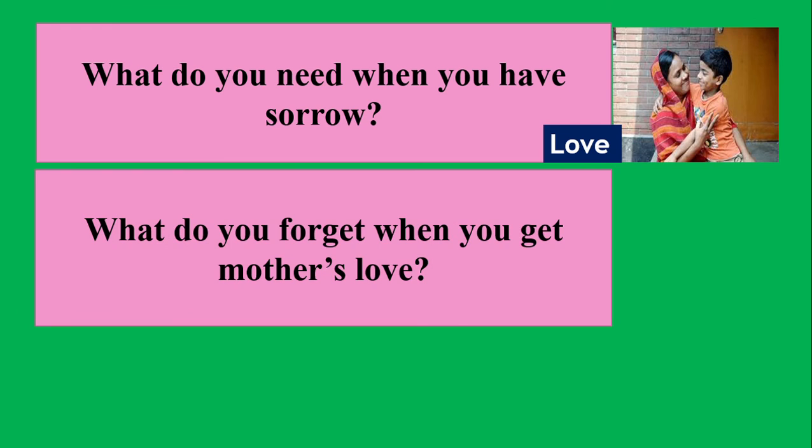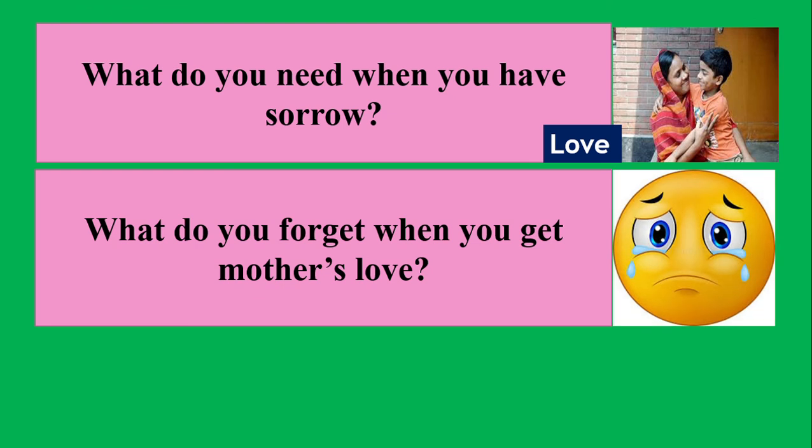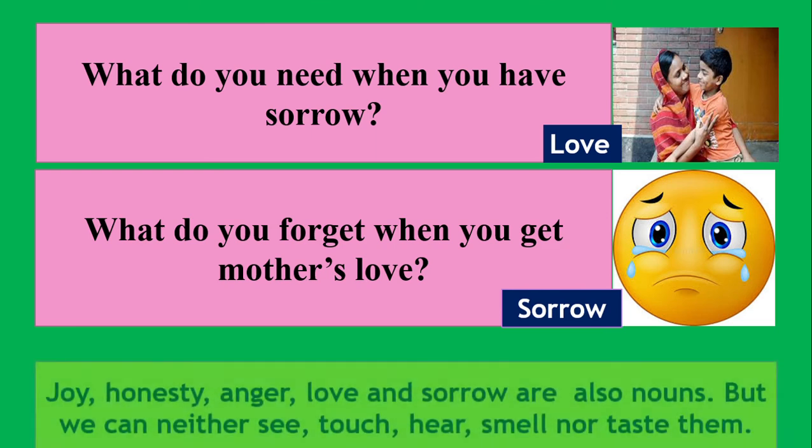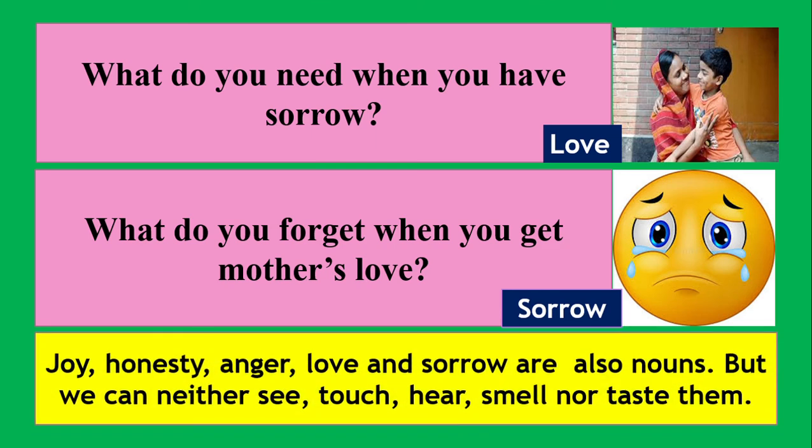What do you forget when you get mother's love? Yes, you forget your sorrow. So, dear children, joy, honesty, anger, love, and sorrow are also nouns, but we can neither see, touch, hear, smell, nor taste them. Okay? So, we have two kinds of nouns here. One we can see, touch, hear, smell, and taste, but one we cannot.